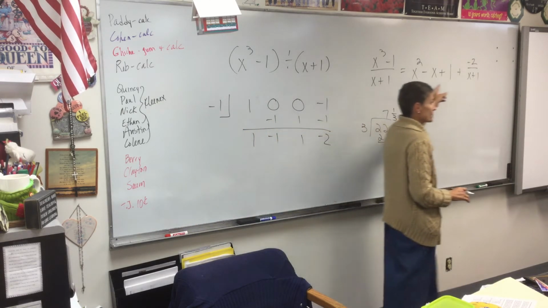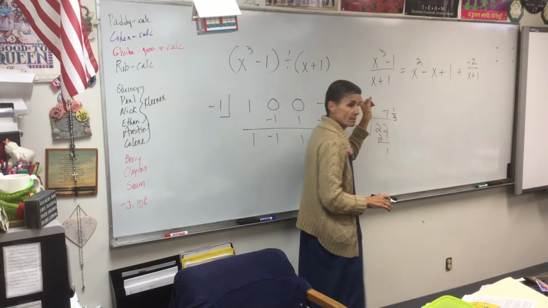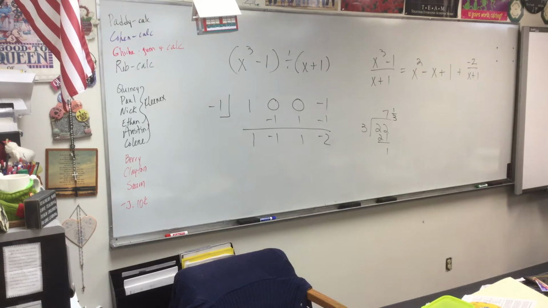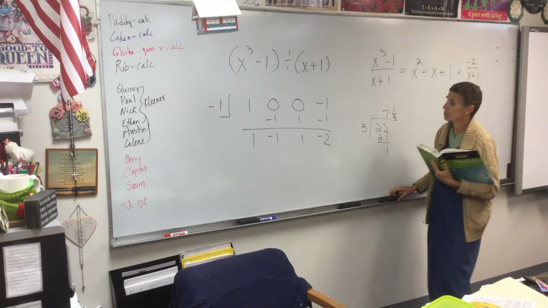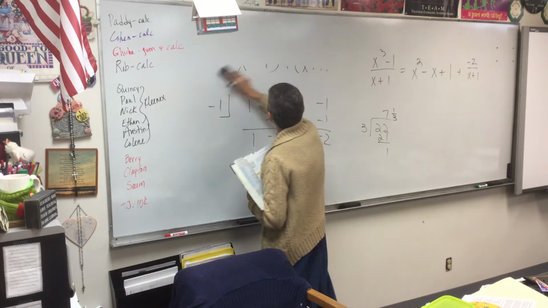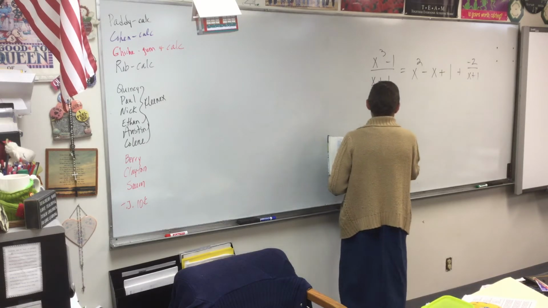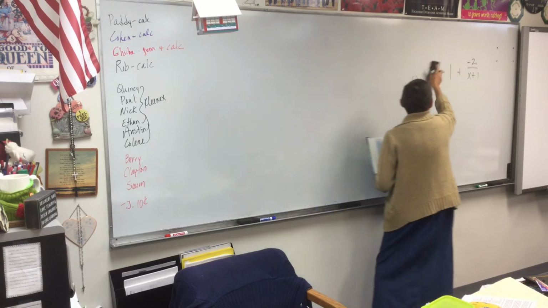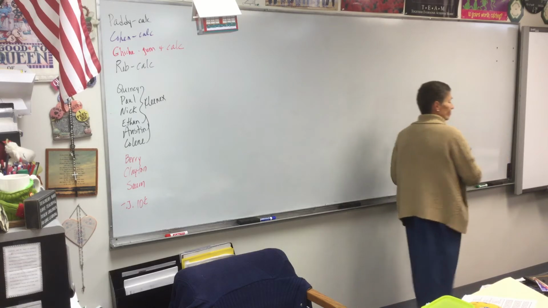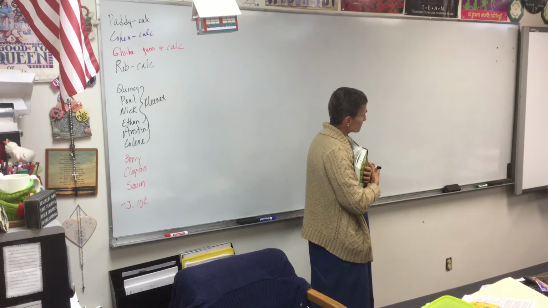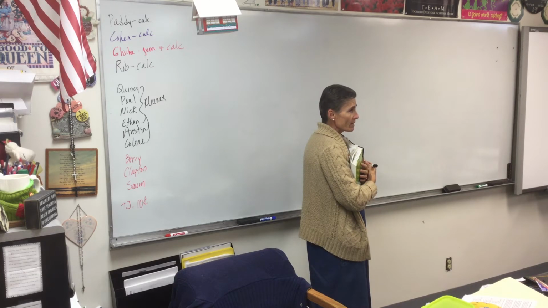So this is your summary statement. That's all that means. That's your summary statement. So your quotient and your remainder. All right, so that's easy enough. What about number 5 though, kids? How do you do number 5? No idea?